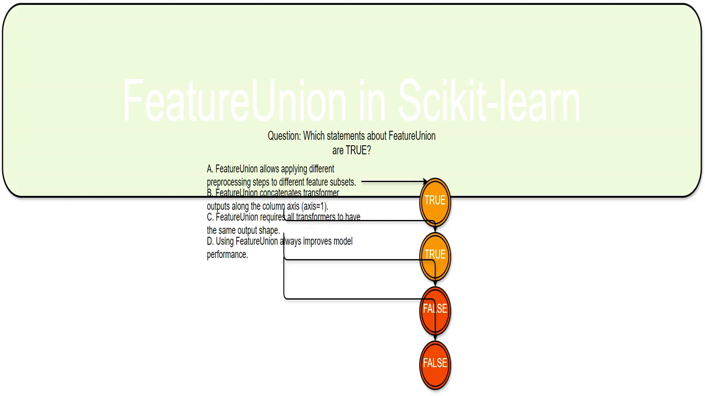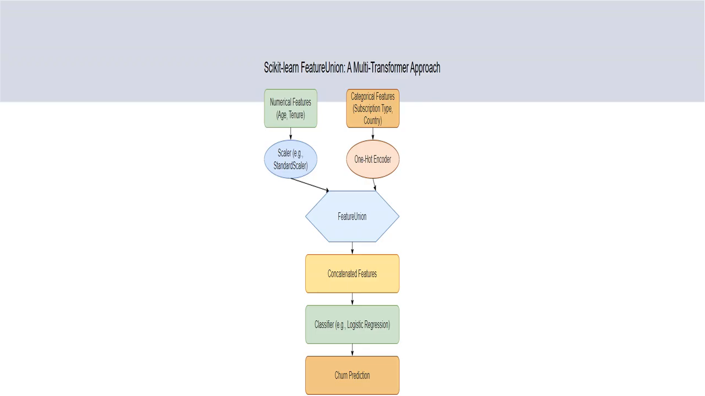FeatureUnion, in the scikit-learn library, is a powerful tool that allows you to perform separate pre-processing steps on different parts of your data and then combine the results. This refers to the core component in scikit-learn that combines multiple data transformations into one.